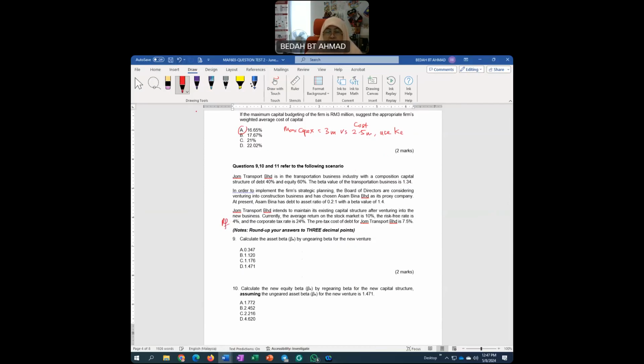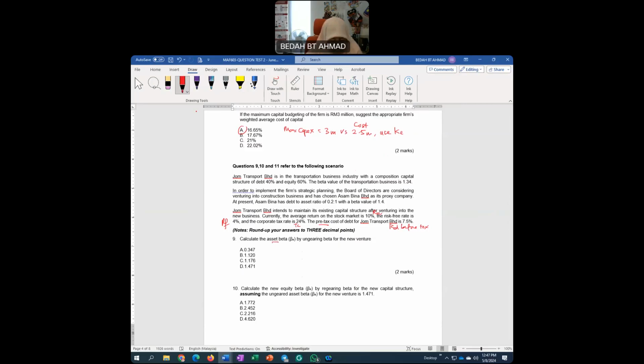So this is the RF. So this is the RM, okay. Corporate tax, pre-tax cost of debt 7.5. So this is KD before tax, because it's a pre-tax. So this is the TC tax rate. So calculate the asset beta, ungearing beta for the new venture.